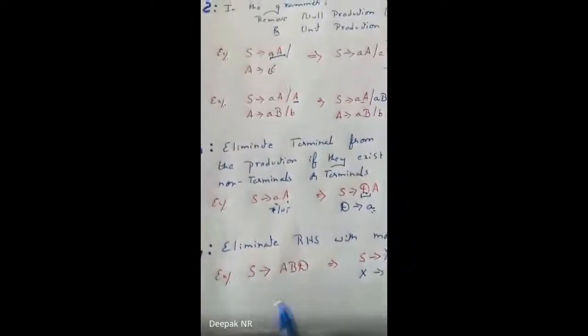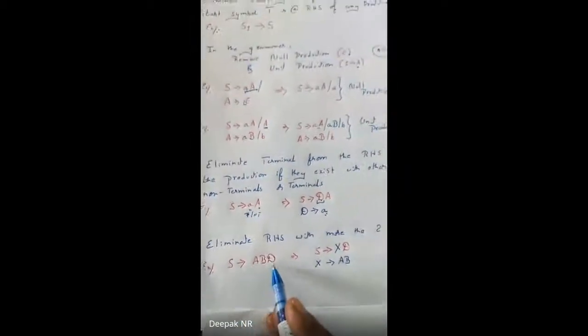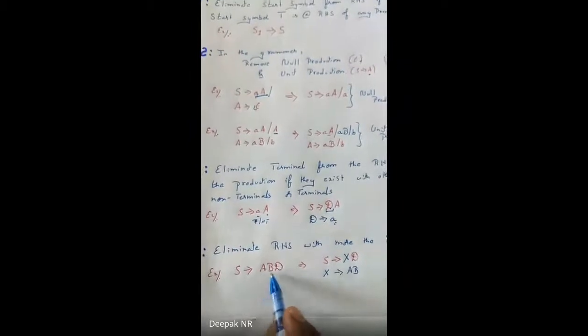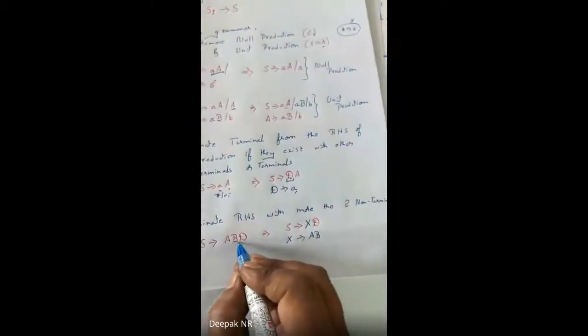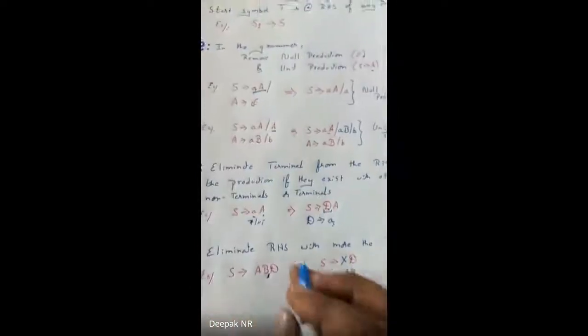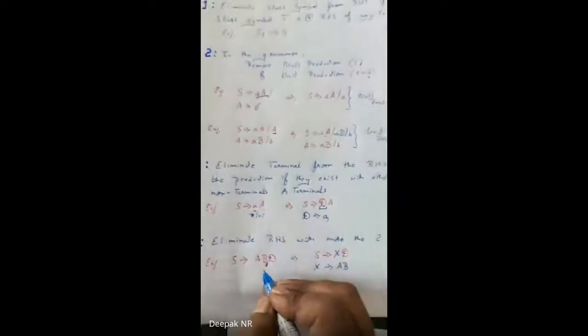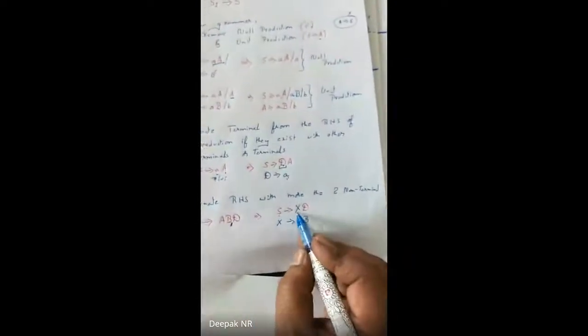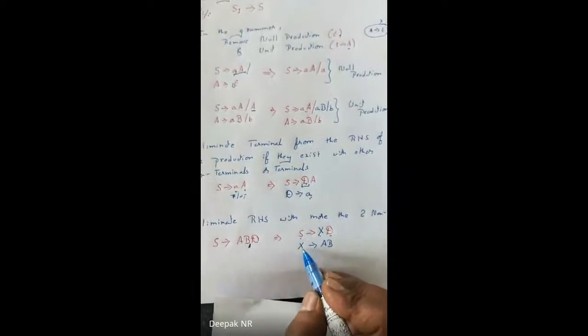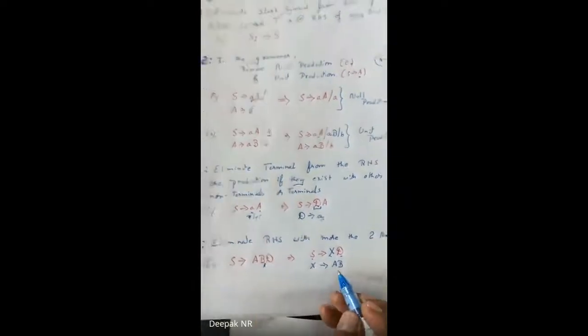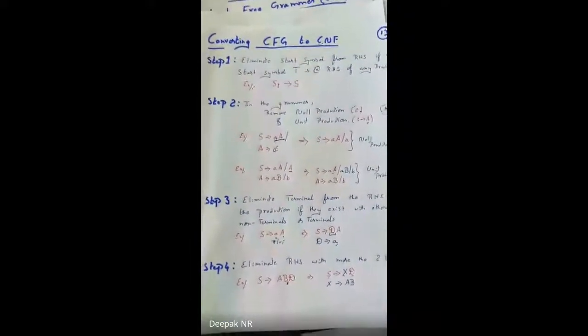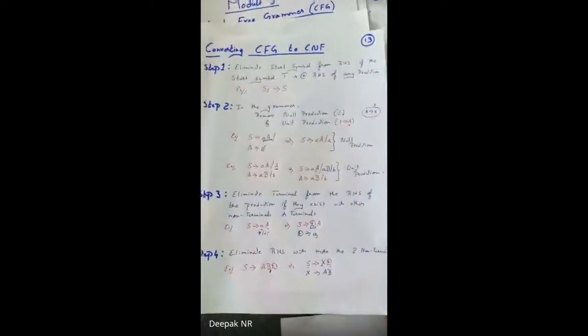And my last step is, if there are 3 non-terminals, I will divide and rewrite again. I will divide straight away. Like the first 2, I will divide as 1 and replace with some other letter, whatever I want. I'll replace and write S tends to XD. What is the value of X? The value of X is AB. Clear? These are my 4 steps of the algorithm for conversion of CFG to CNF.